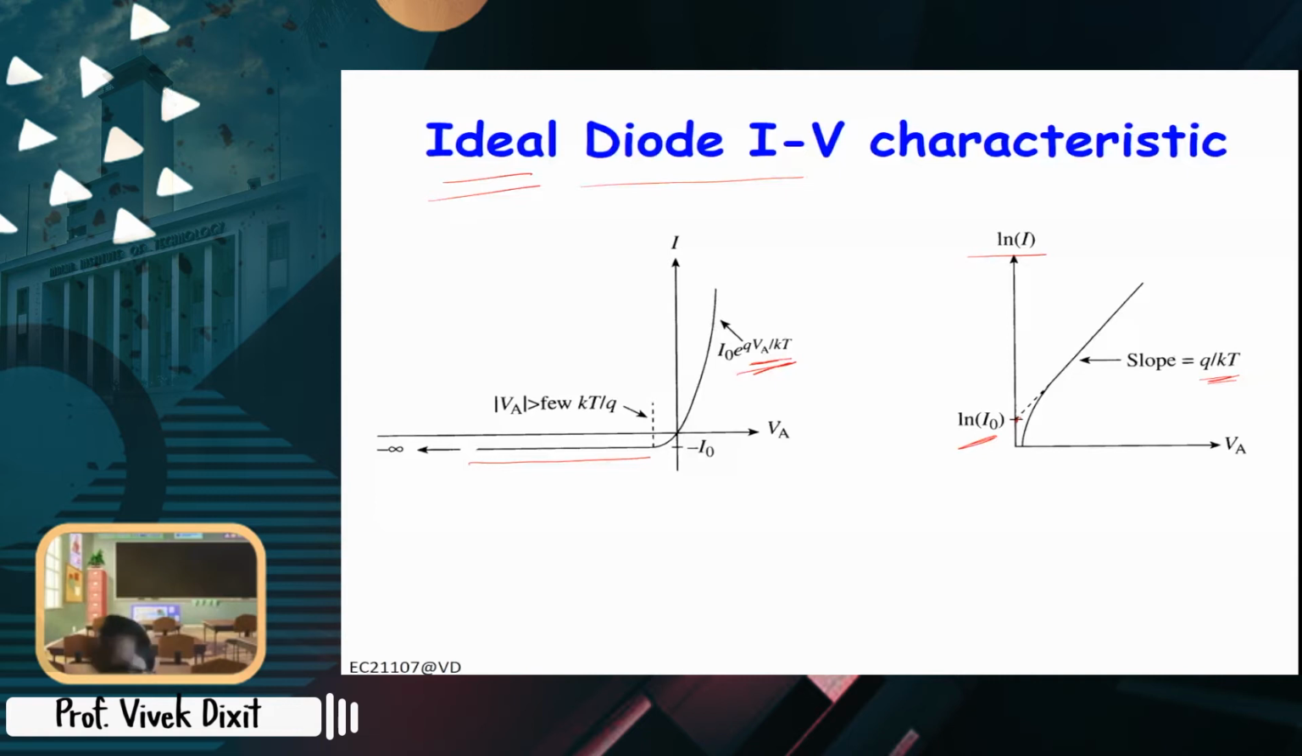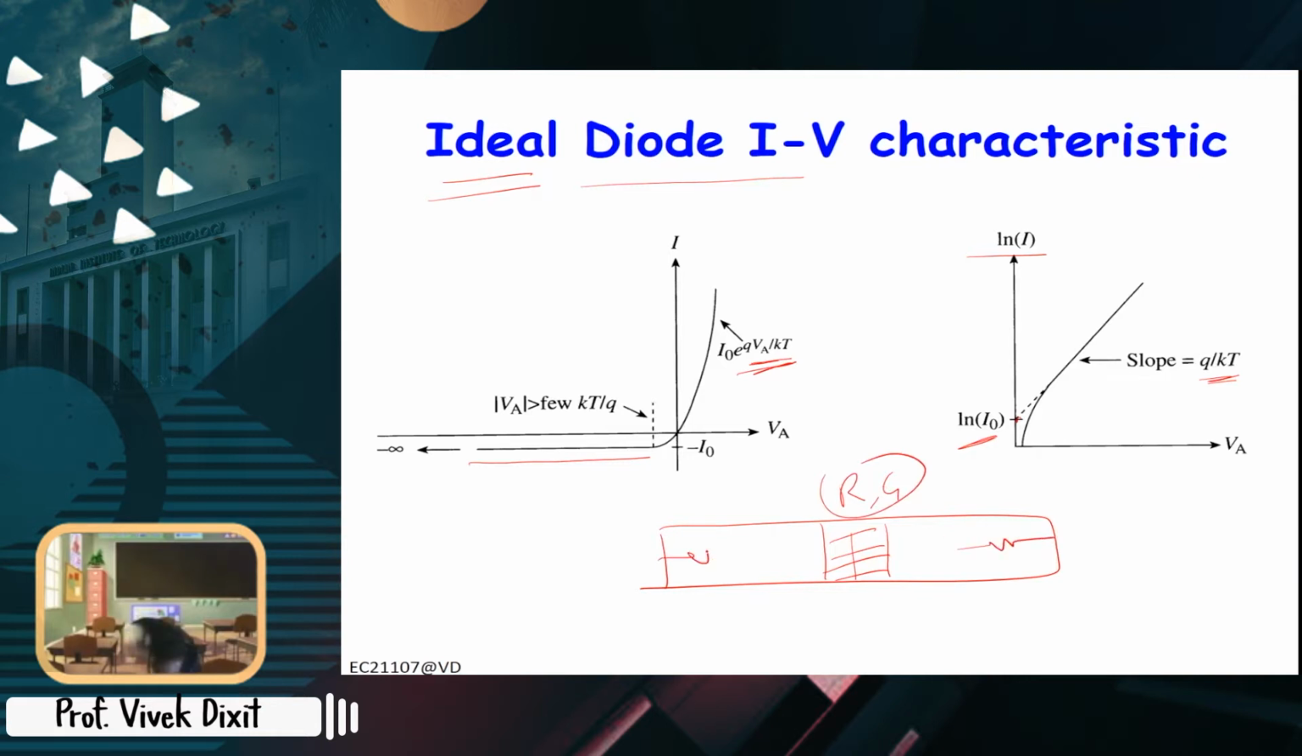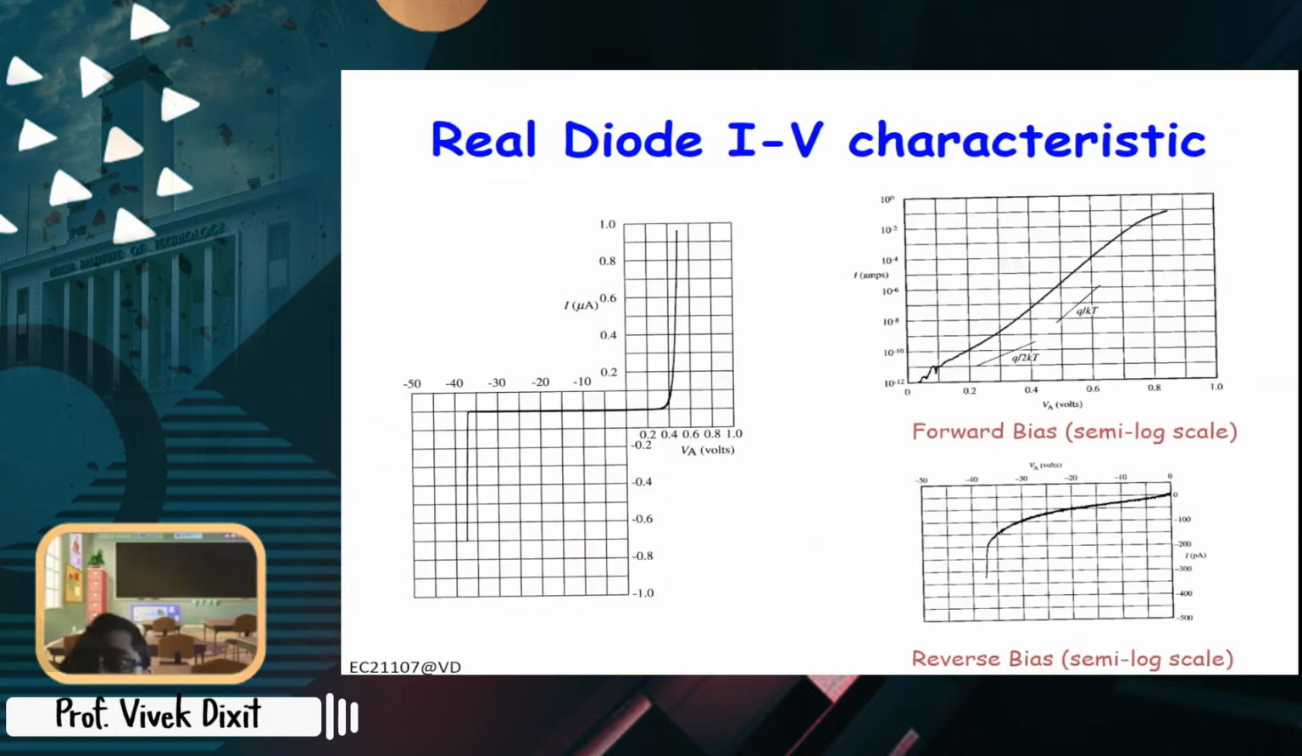Now in real diode, there will be recombination also in the depletion region. There will be generation also. There will be some series resistance. So let us look at a diode. So in this depletion region, there will be generation, there will be recombination. This region will have certain resistance also, or called series resistance. So how these factors will change? So they will affect the diode IV characteristic.